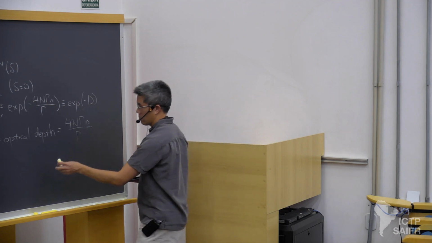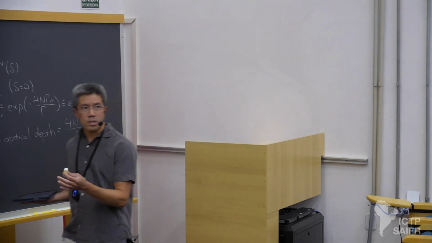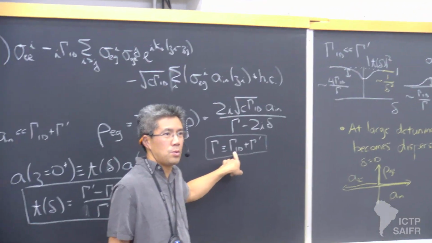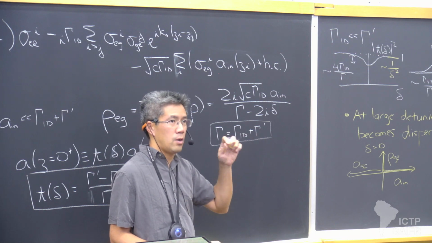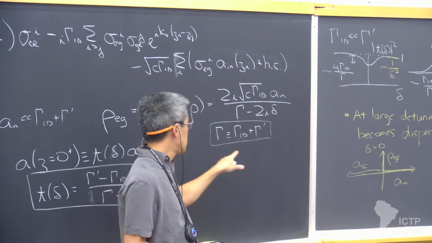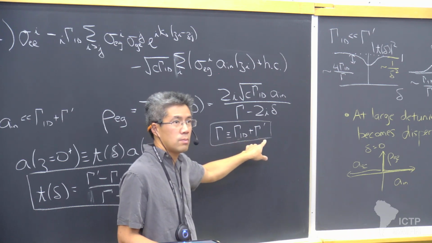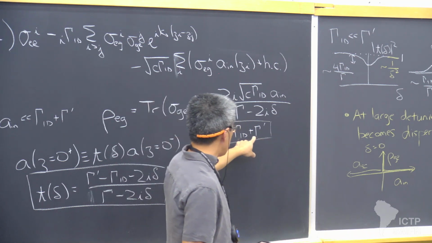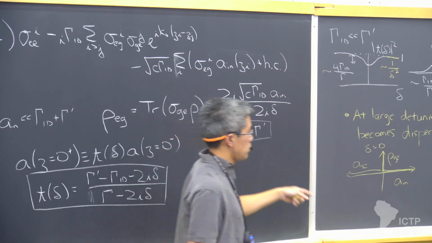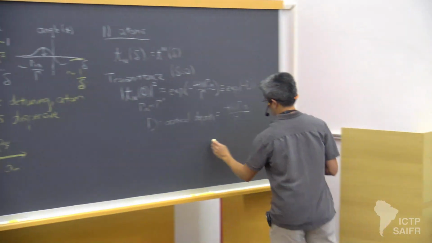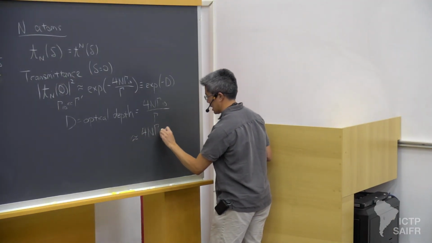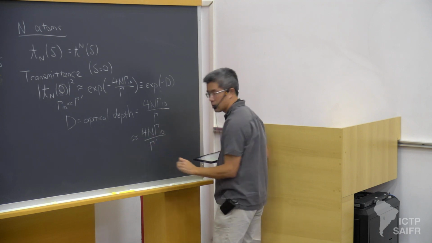So there's only two independent decay rates. There's the emission rate of a single atom into either the chiral waveguide or this Gaussian mode, and then gamma prime is the emission rate into everything else. So gamma is just the total of those two. At least in free space, gamma prime is much larger than gamma. So this is also approximately equal to 4 times N times gamma 1D over gamma prime.